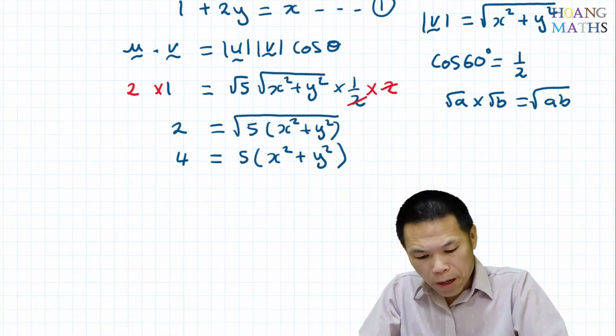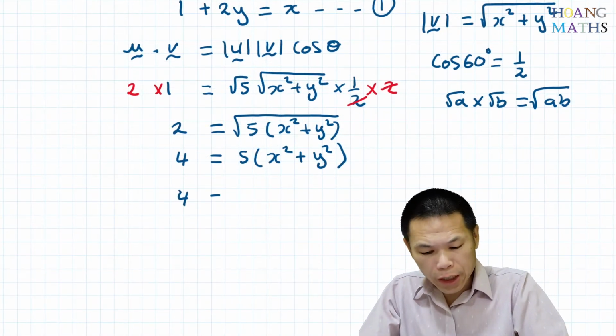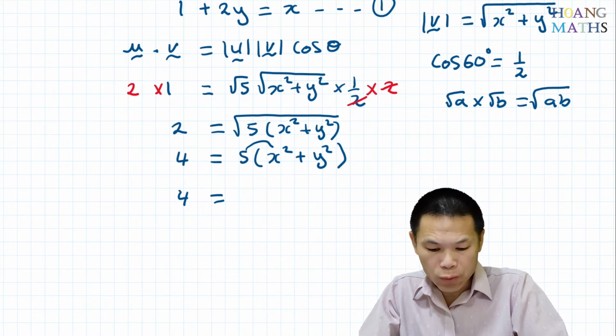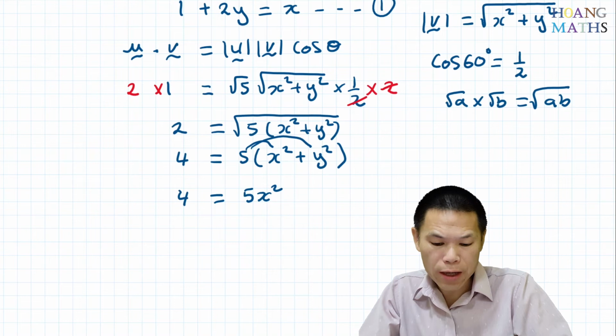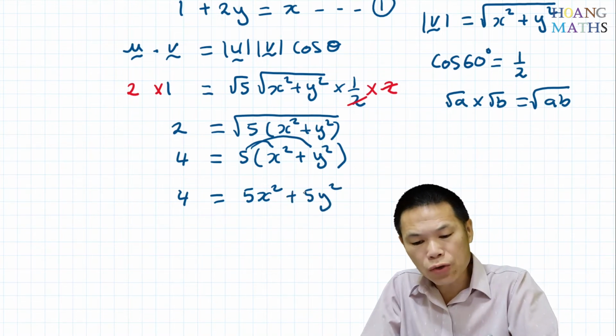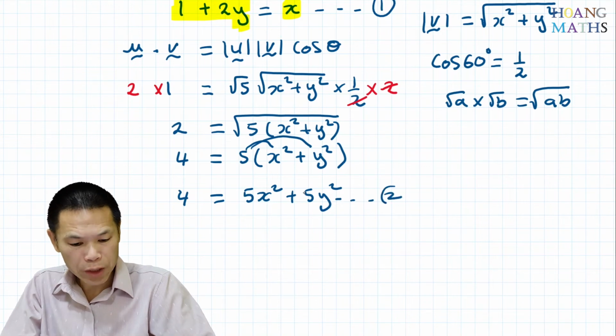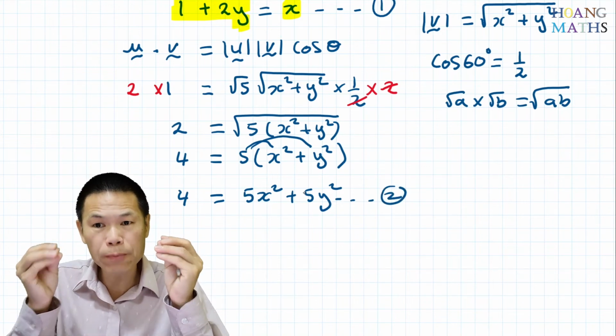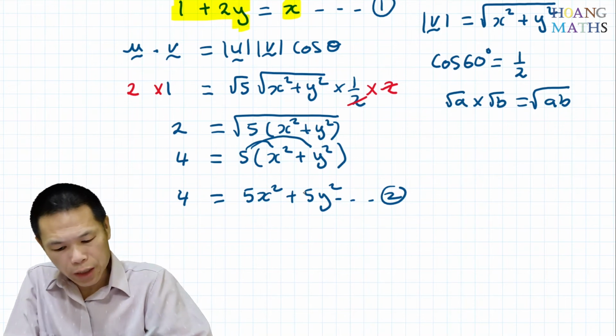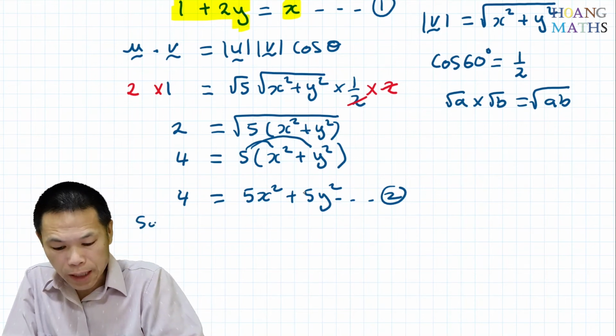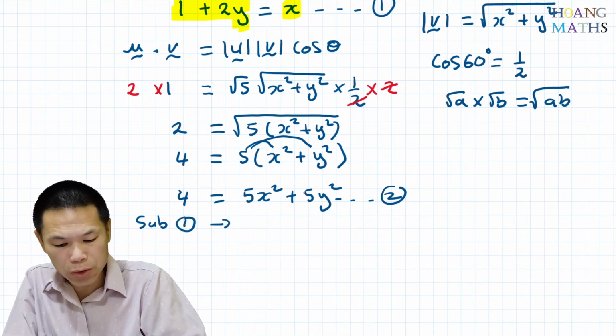So now I just expand the brackets out. The 4, I just write it down. And then I go 5 times x squared will give me 5x squared. And we have 5 times y squared will give me plus 5y squared. And we know that x is equal to 1 plus 2y. So let's name this equation number 2. So we just substitute equation number 1 into equation number 2. So let me just write this down. Substitute equation number 1 into equation number 2.